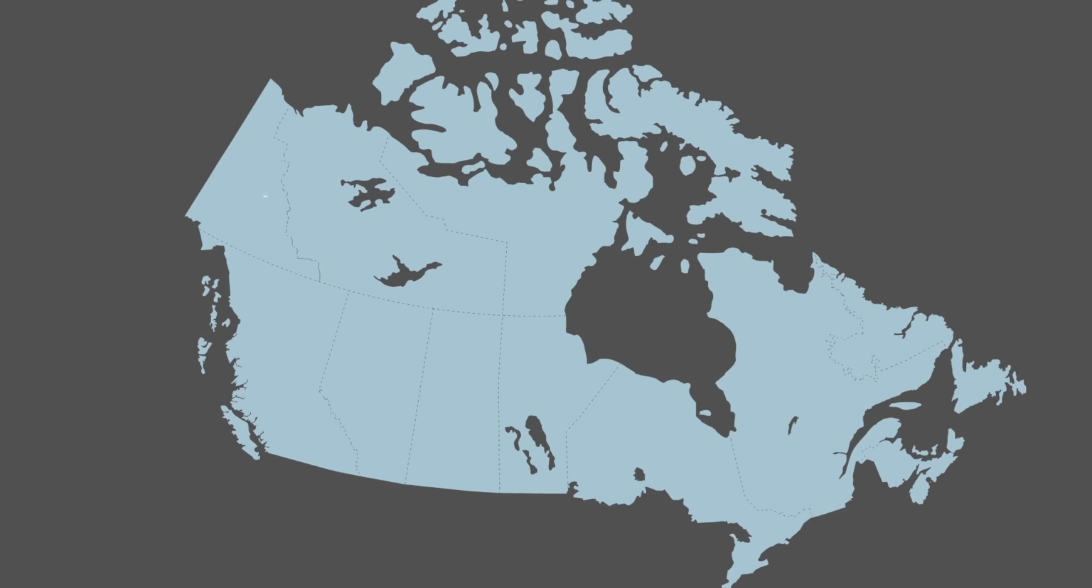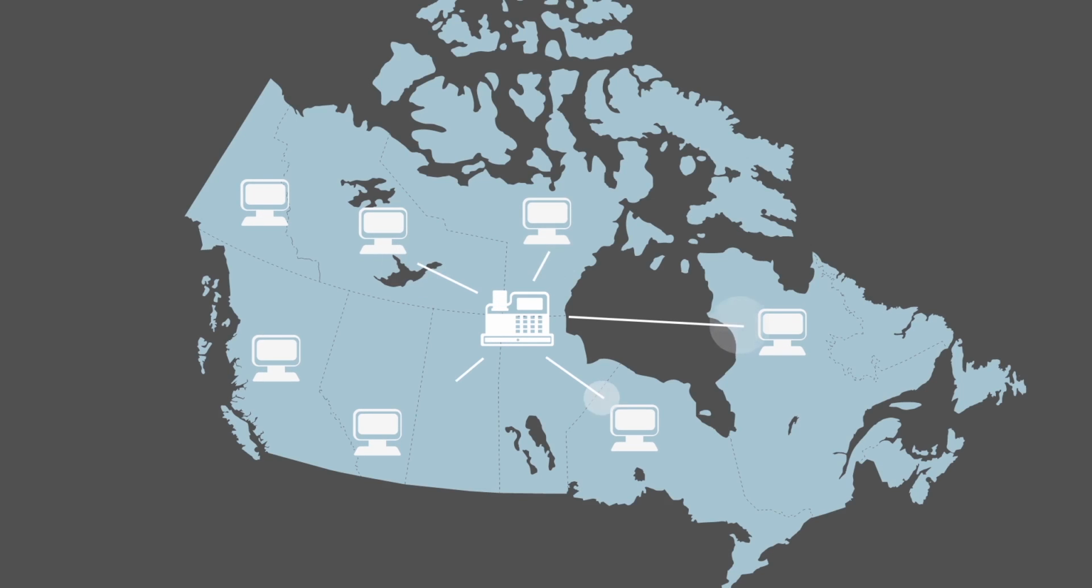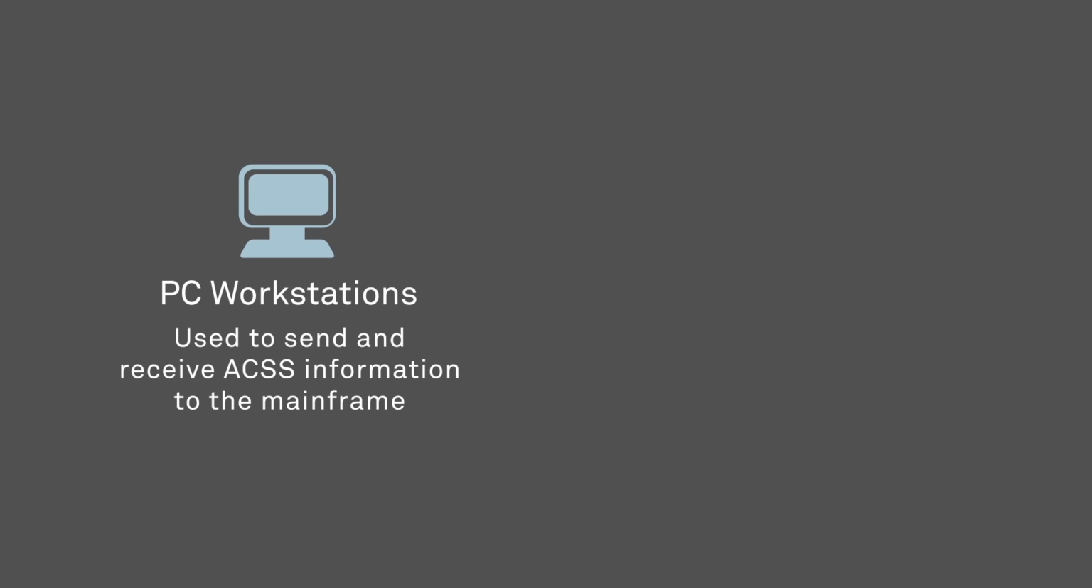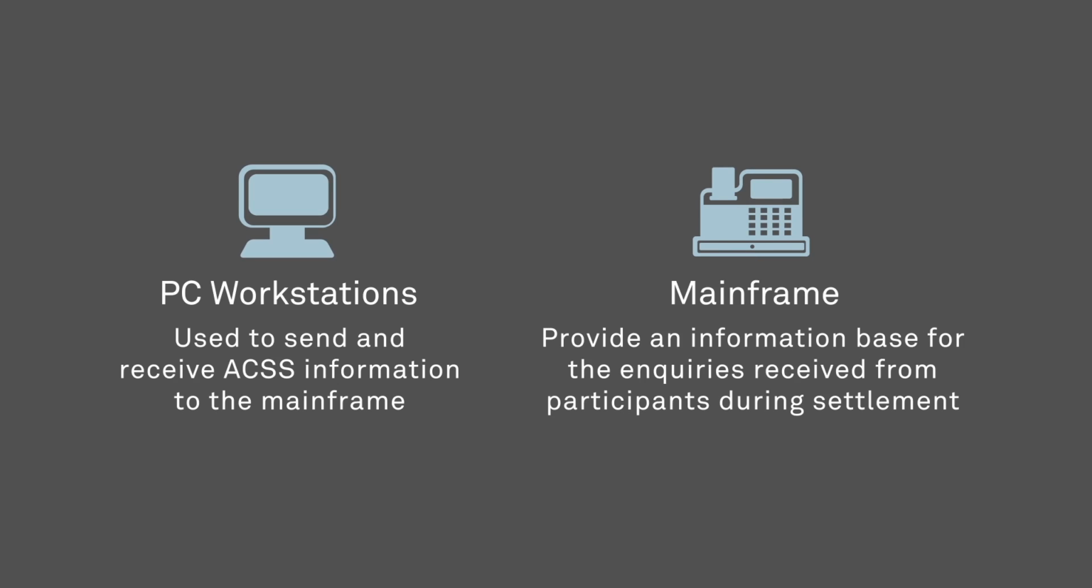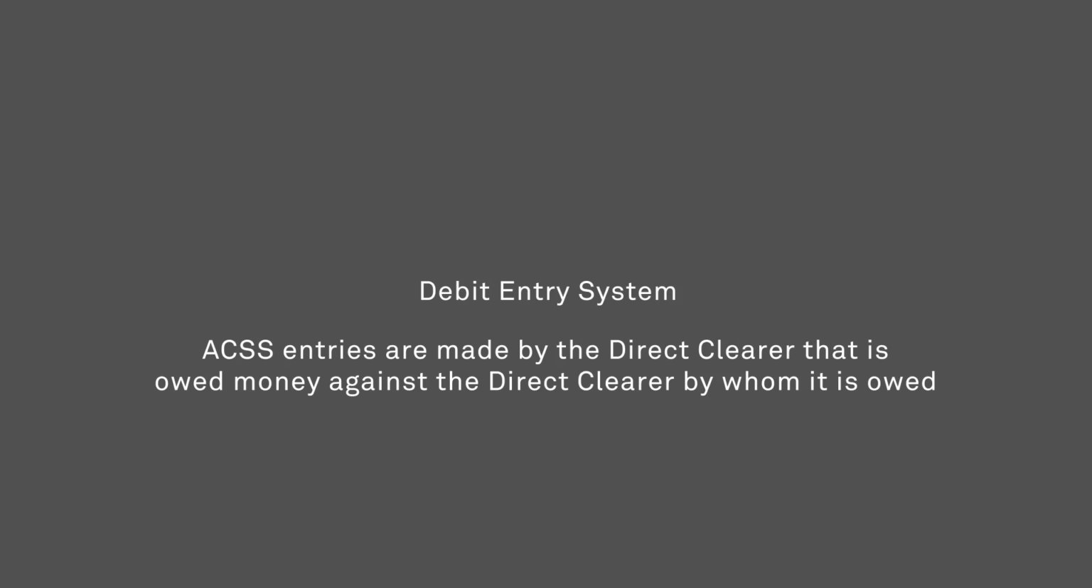The ACSS itself is a system of over 100 PC workstations located at member sites across the country, which are linked to a CPA host mainframe. Each PC workstation is used to send and receive ACSS information to the mainframe, where it is held and consolidated to provide an information base for the inquiries received from participants during the settlement day. The system is known as a debit entry system, meaning that ACSS entries are made by the direct clearer that is owed money against the direct clearer by whom it is owed.